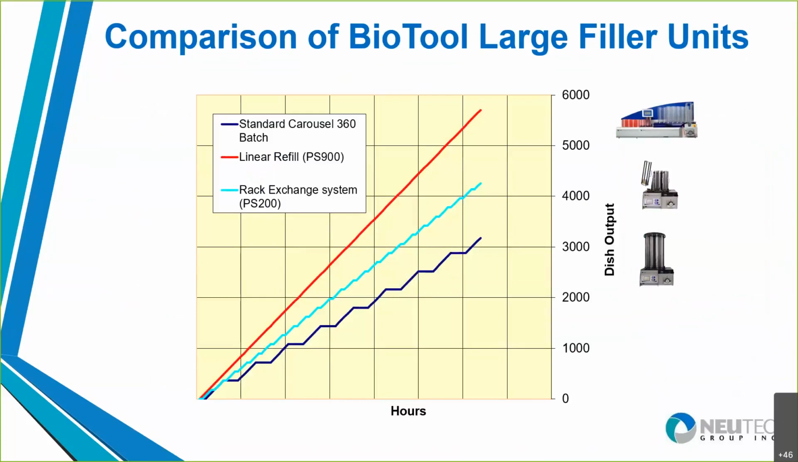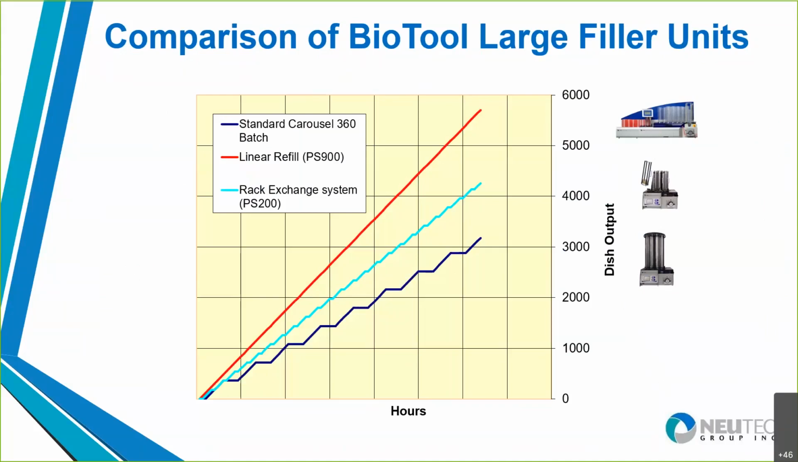So when you do a comparison between the linear approach with the PS900, that's the red line, and compare it to both the PS200 carousel approach and then to the standard, traditional carousel approach, you can see that by far in the same amount of time, the PS900 can produce a larger number of dishes than the other two systems. And mainly that's because there's just no interruptions with the PS900.